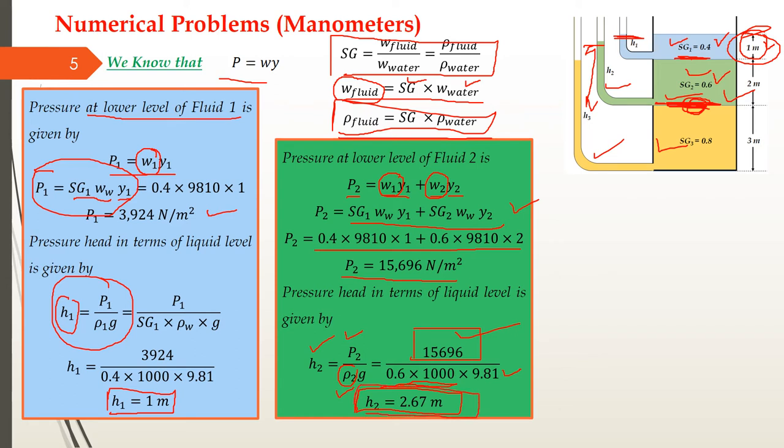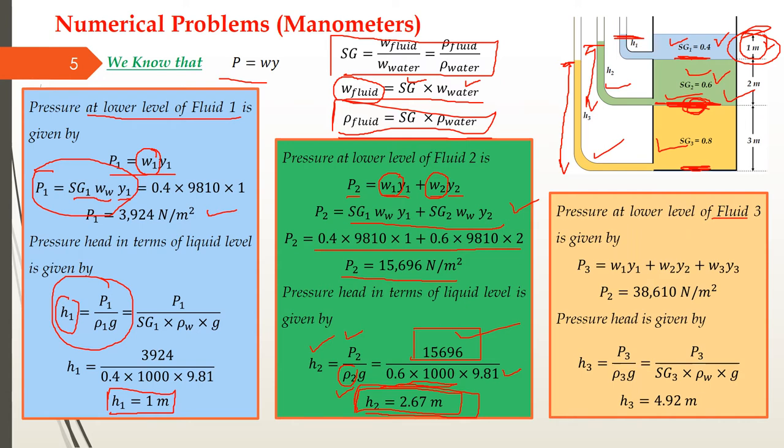Similarly, for the third case, we have to first find out the pressure at this level, and then similarly convert that pressure in terms of the head of this liquid. So we have to find out H3. Again, here P3 will be equal to W1 into Y1, W2 into Y2, W3 into Y3. Similarly, we'll put the values as we have done in the previous case, and finally we'll get P3, that is 38,610 Newton per meter square. Or simply you can write it in kilonewton per meter square.